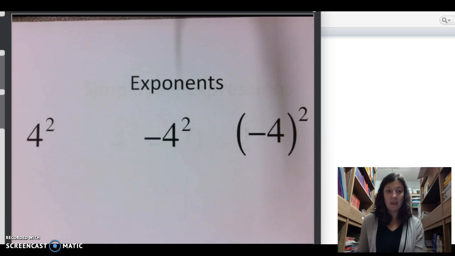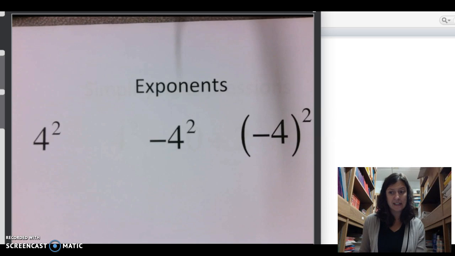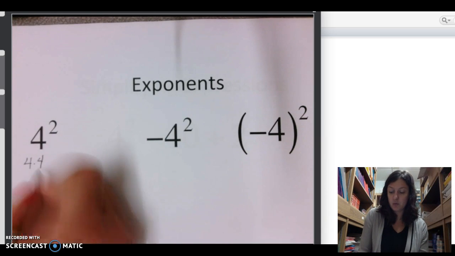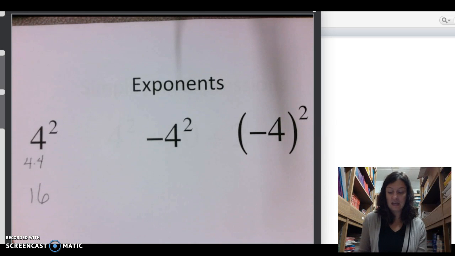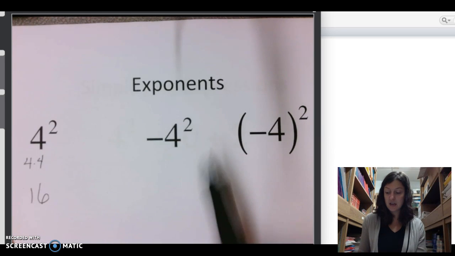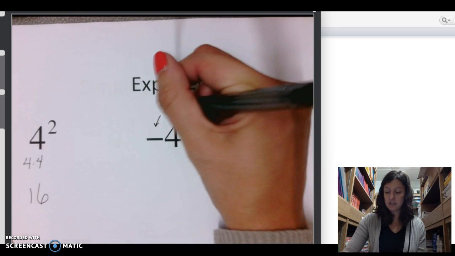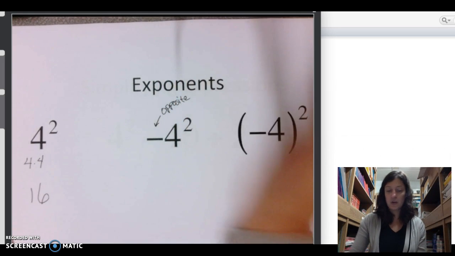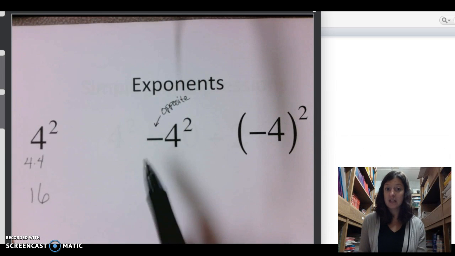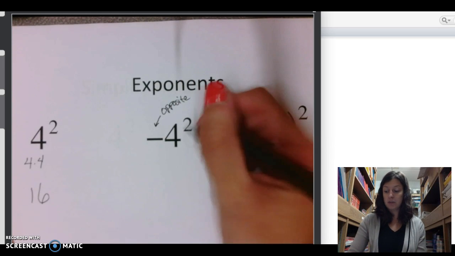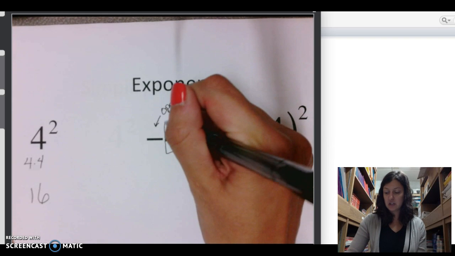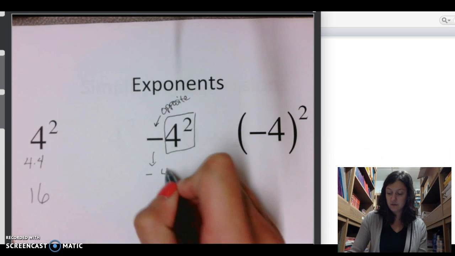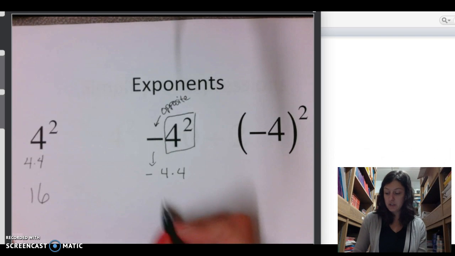Exponents. Exponents is pretty straightforward, except for when there's negative signs involved. This is saying 4 times 4, which is 16. This here is saying, remember those other words here? We're saying the opposite of 4 squared. It's also saying -4 squared, but the only thing that squared is touching is the actual 4. So that negative sign comes down and it's -4 times 4, which is negative 16.